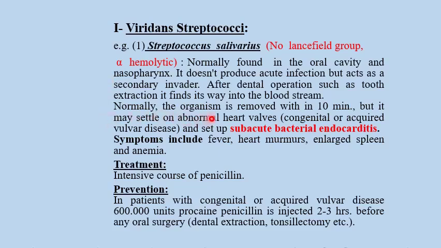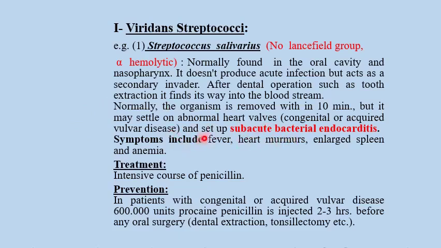What are the abnormal heart valves, like what? Like congenital, meaning hereditary, a person has a congenital defect in his heart, or acquired valvular disease. Like what acquired valvular disease? Like, for example, rheumatic fever. And by this it can set up a subacute bacterial endocarditis. The symptoms include fever, heart murmurs, enlarged spleen and anemia.